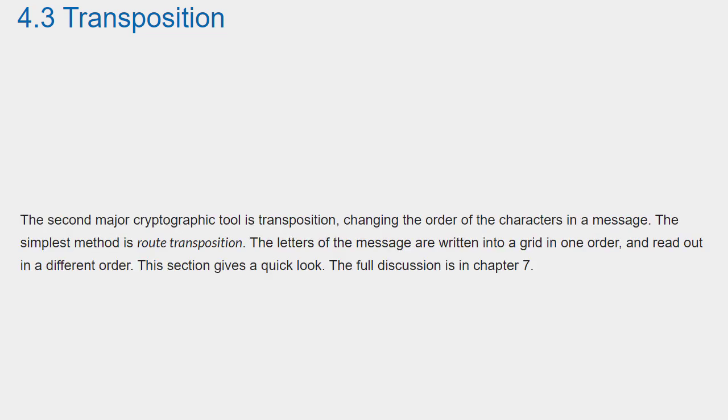Section 4.3 Transposition. The second major cryptographic tool is transposition, changing the order of the characters in a message. The simplest method is route transposition. The letters of the message are written into a grid in one order and read out in a different order. This section gives a quick look. The full discussion is in Chapter 7.